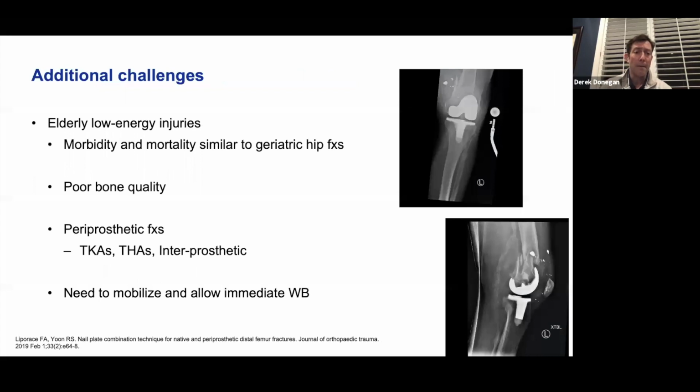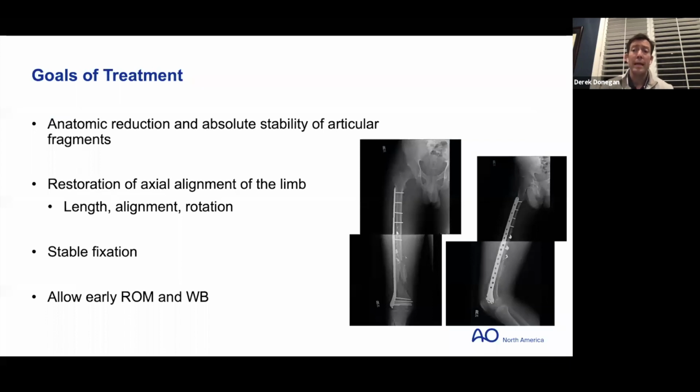And additionally, in these elderly low energy injuries, the morbidity and mortality have been reported to be similar to geriatric hip fractures. So it's important to get to these in a timely fashion and to get them moving as best we can. Again, there's poor bone quality. Oftentimes we're working around other implants. They're around either above total knees, below total hips, or in between a couple of different prostheses, which can make it challenging. And then in these elderly patients, we need to be able to mobilize them and get them moving. So if we can give them a construct to get them walking on it as soon as possible, then it's ideal.